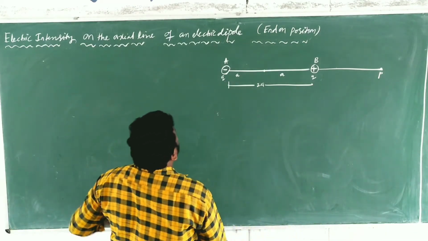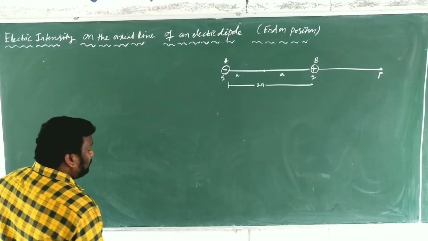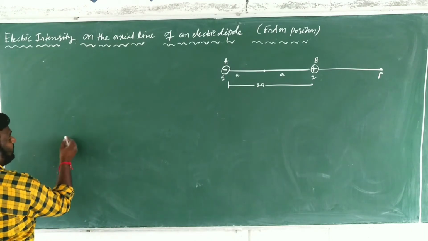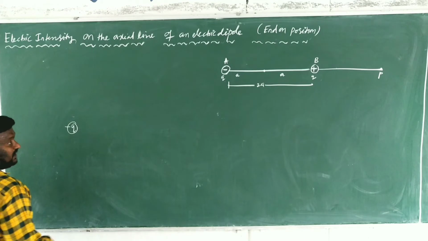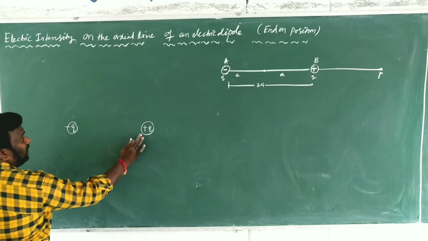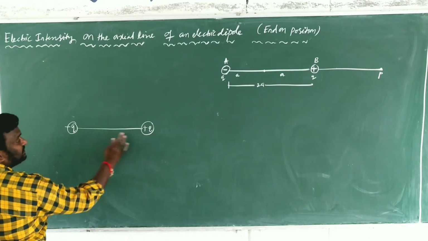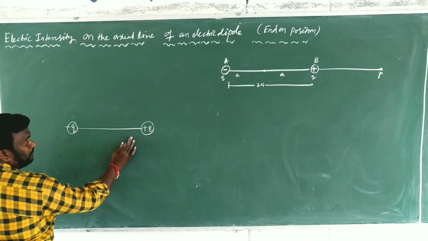Here there is one word, axial line. What is axial line? Look here children, the same diagram I am going to draw here. Watch carefully. This is the minus q charge and this is the plus q charge. Two equal and opposite charges are separated by some distance. Now it is a dipole.